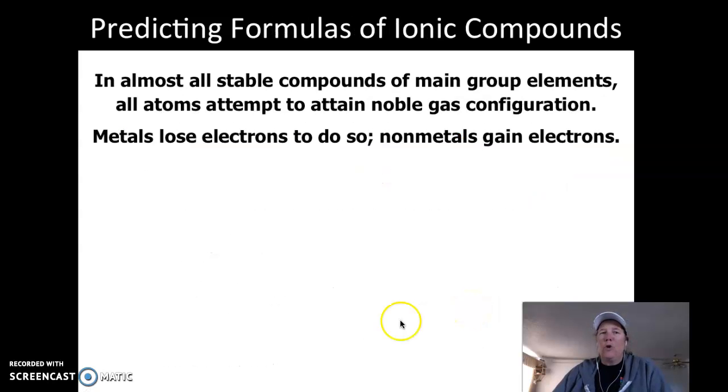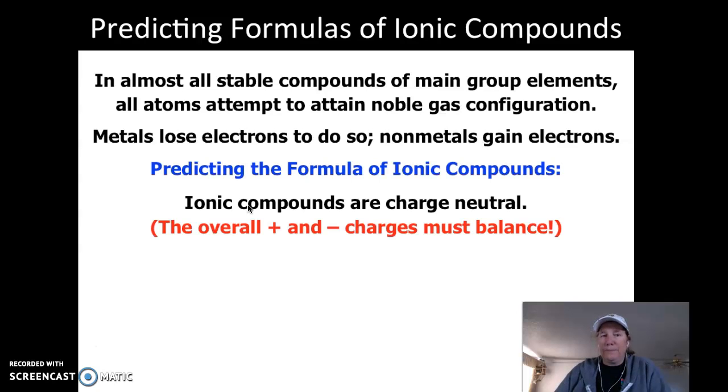All right, so in almost all stable compounds, your main groups, and when I say main groups, that's the S's and the P's, they're looking to get to a noble gas configuration. In other words, they're looking for 8. Okay, metals lose electrons, non-metals gain electrons. It's pretty much that simple. So if you want to predict the ionic formula, you can just write it like we did before using your ion chart.